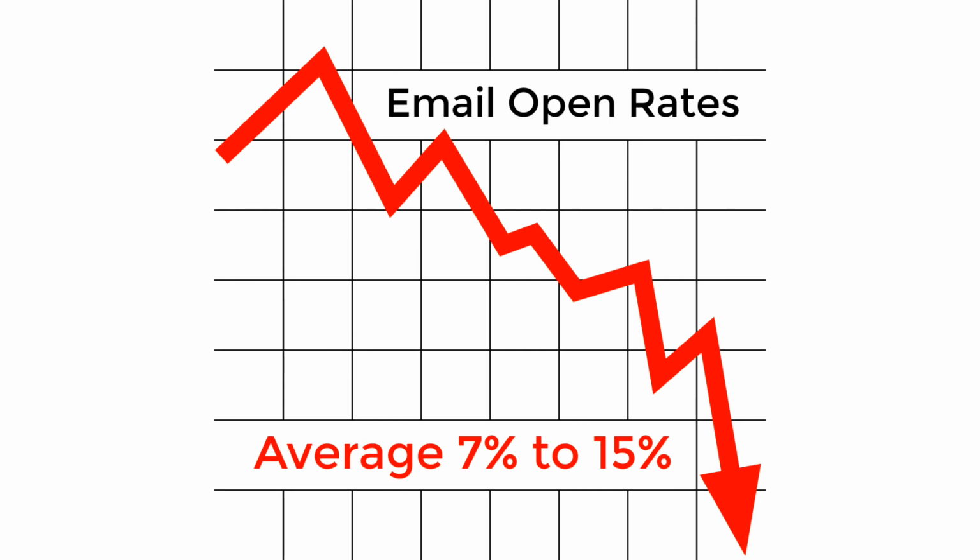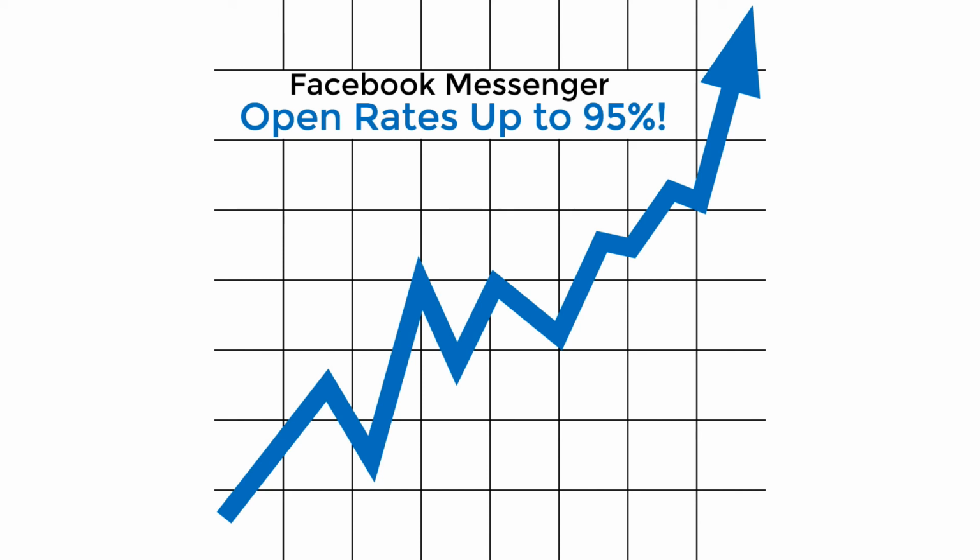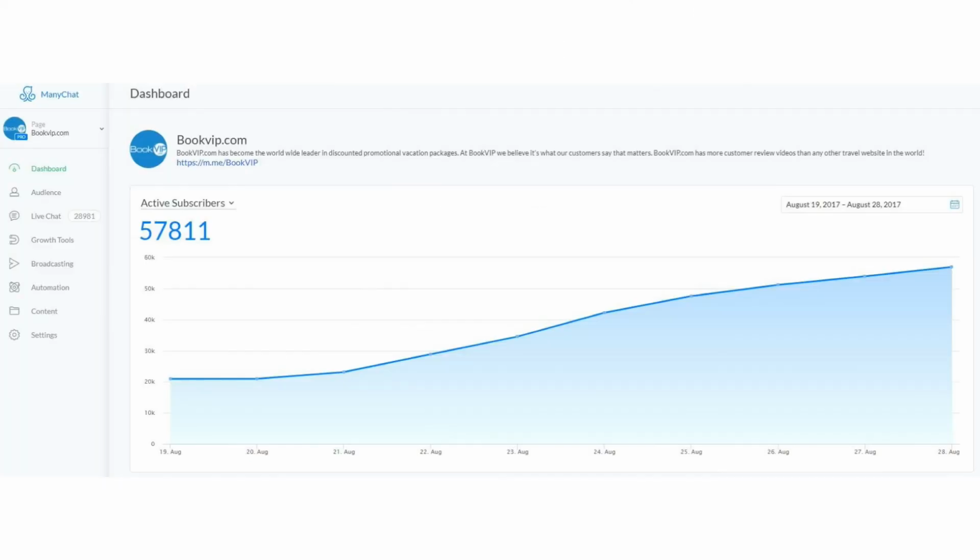As you probably already know, email open rates are at the lowest rate ever. You're lucky if you get 15% open rate. But since everybody gets an instant alert on their phone when they receive a Facebook message, the open rates are a staggering average of like 96%. That's just insane. Look at this image right here. We signed up 57,811 subscribers in just 3 weeks.